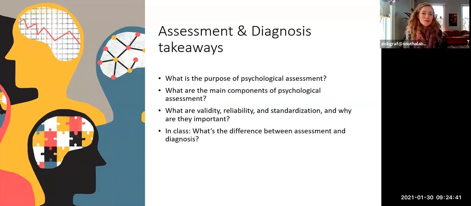And then in class, we're going to talk about, first of all, the difference between assessment and diagnosis, but then also we'll engage with and debate some of the concerns with the concept of diagnosis.